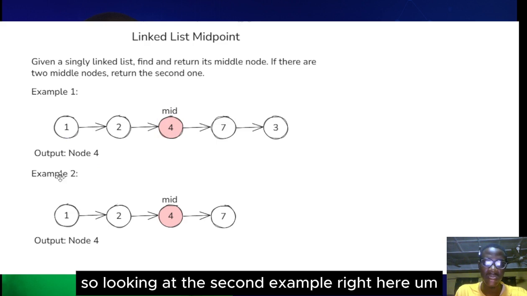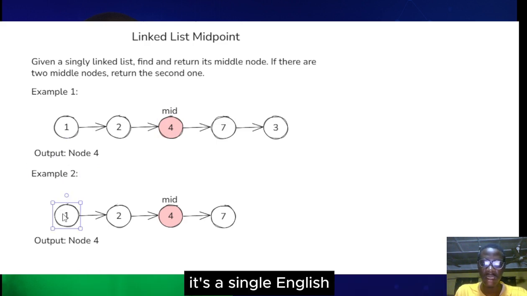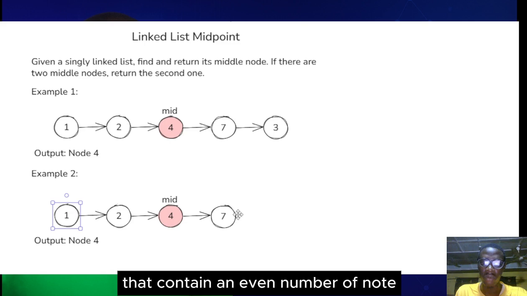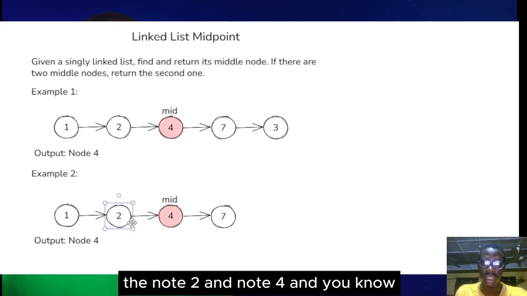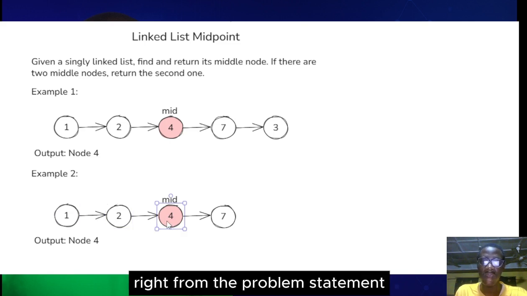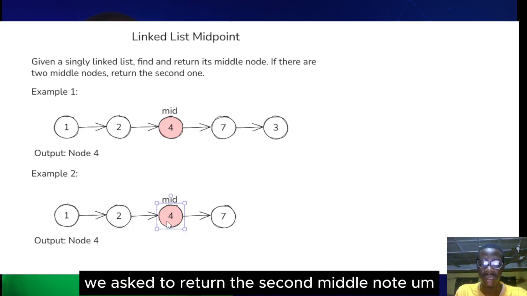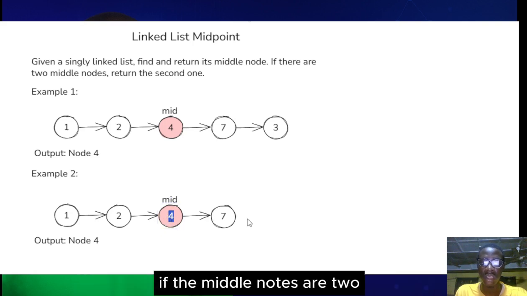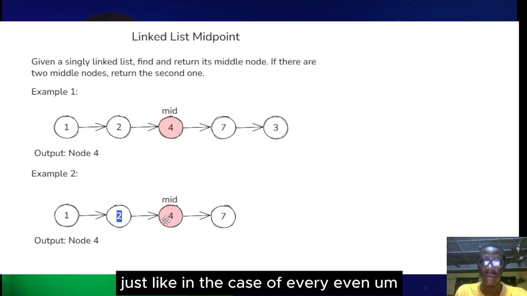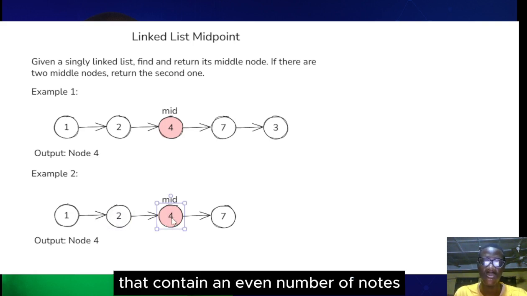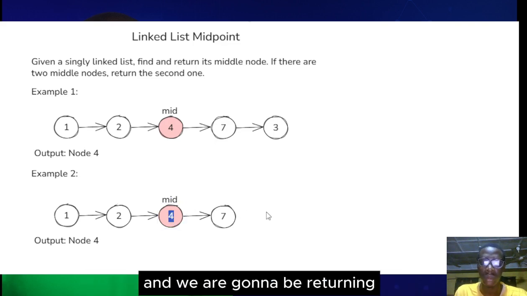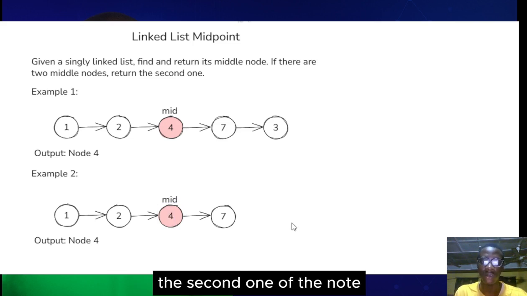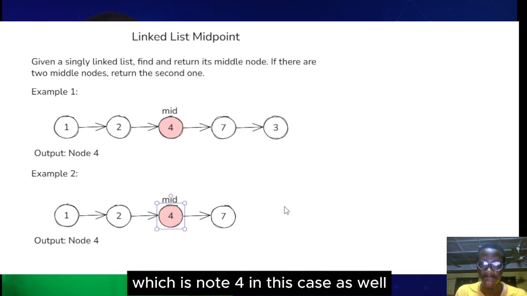Looking at the second example, it's a single linked list that contains an even number of nodes, and there are two middle nodes. Because it's even, the middle nodes are node 2 and node 4, and from the problem statement we're asked to return the second middle node. Every linked list that contains an even number of nodes will have two middle nodes, and we return the second one, which is node 4 in this case.